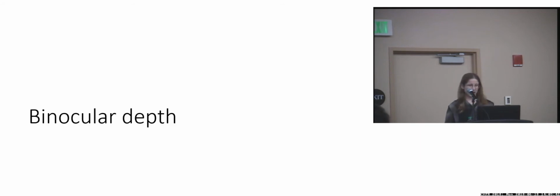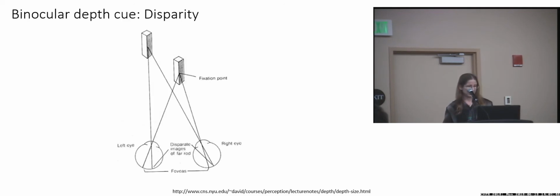So first off, how do we extract the stereo cue from the two eyes, combine the two images to get a sense of depth? The main cue that you use for binocular stereo perception is disparity. So disparity is the difference between the images that are going to the two eyes. In this diagram, we've got the eyes on the bottom. We're imagining that they've fixated on the closer of those two rods. So what's the image that goes to each eye?